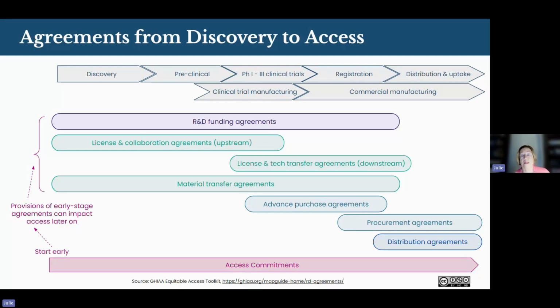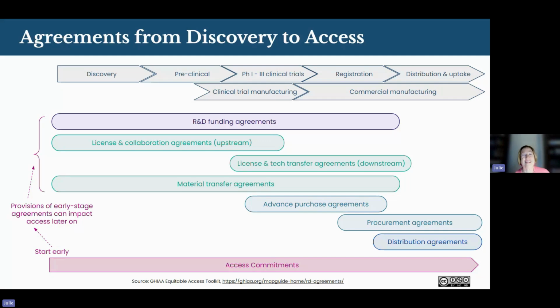But my main point is that the earlier agreements very much impact the later agreements that come. So if the license agreement from the university, for instance, contains access provisions that require that next developer to include those in their process, and as they pass them forward to future developers and manufacturers, it is much more likely that that product will make it to all the populations that need it.